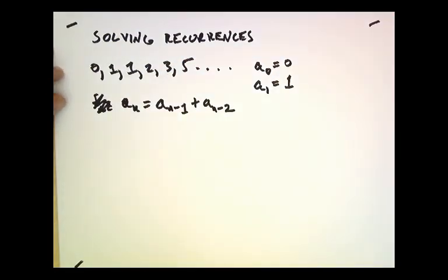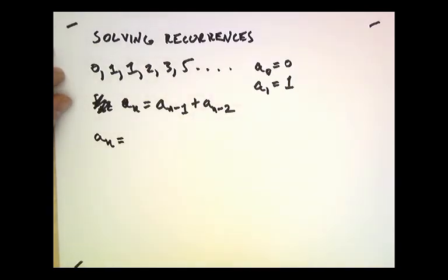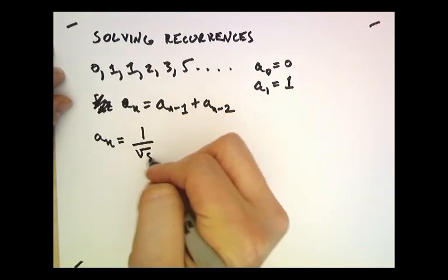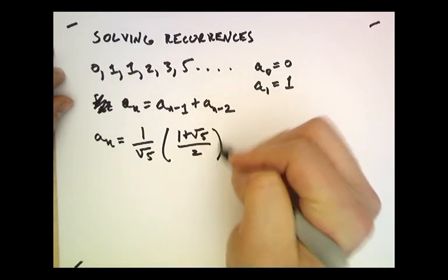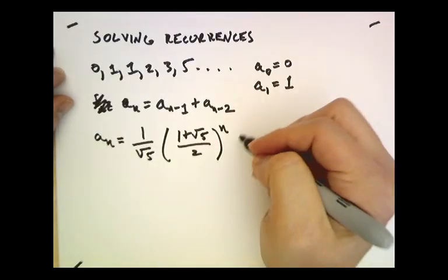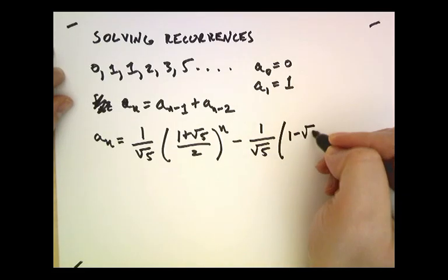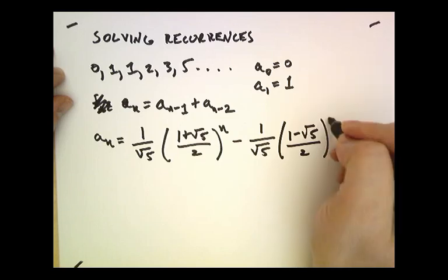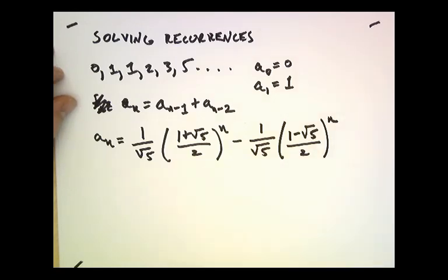But here's the kind of fascinating thing. You might ask, well, is there a closed form expression in n that can generate the nth Fibonacci number? And it turns out that the nth Fibonacci number equals the following somewhat strange looking expression: 1 over the square root of 5 times (1 plus root 5 over 2) to the nth power minus 1 over the square root of 5 times (1 minus square root of 5 over 2) to the nth power.